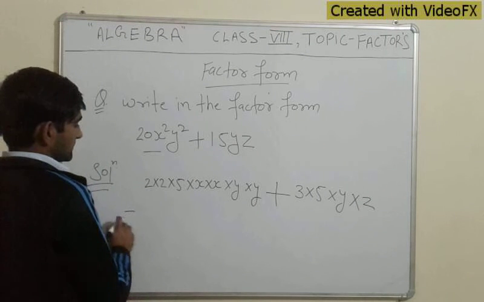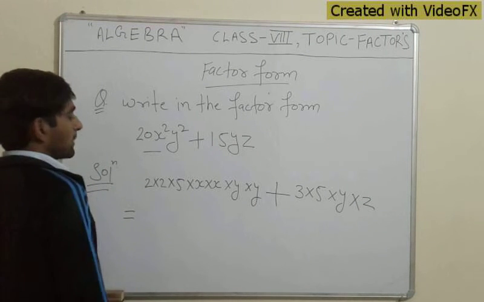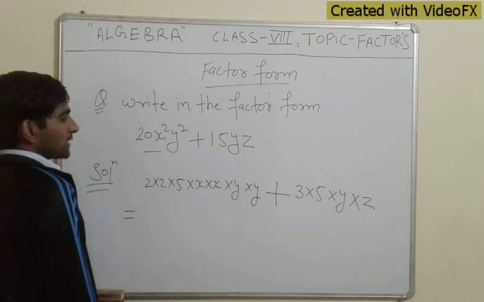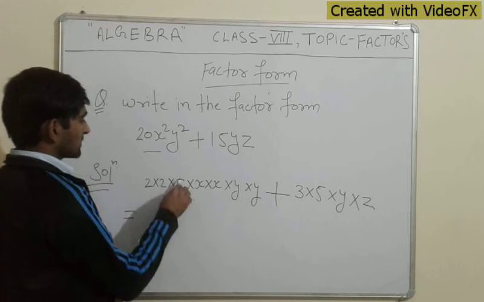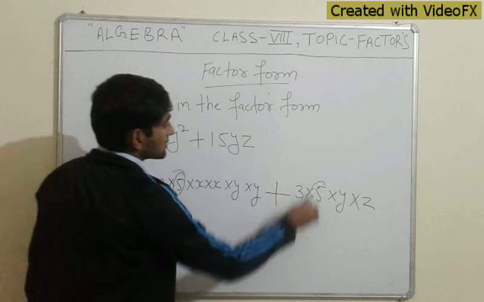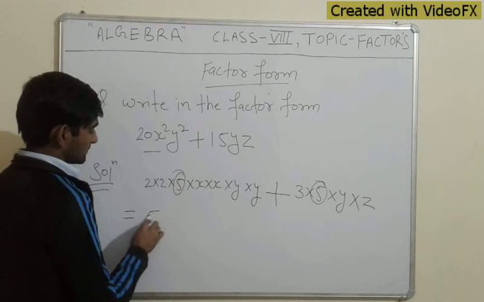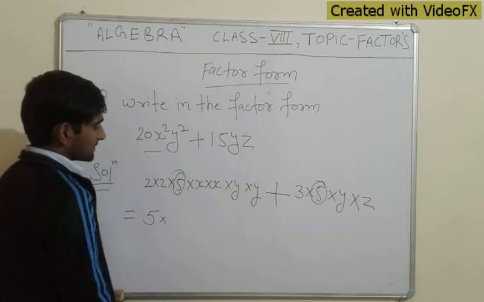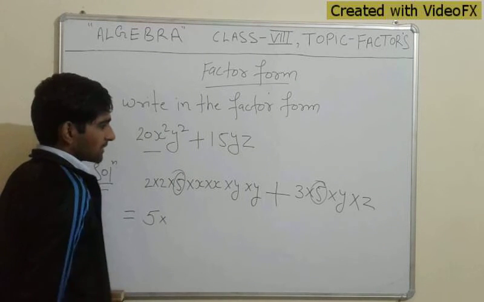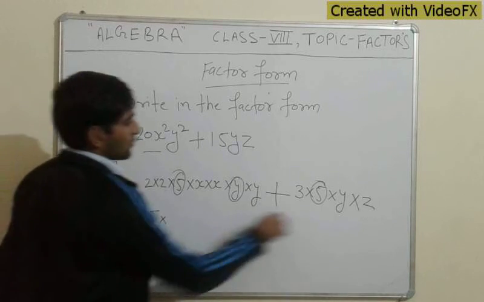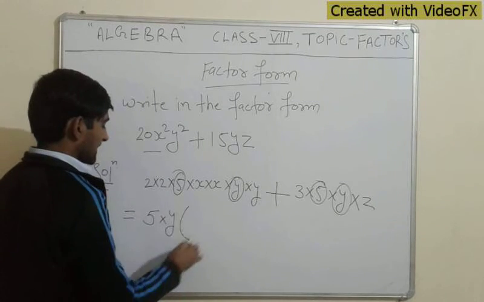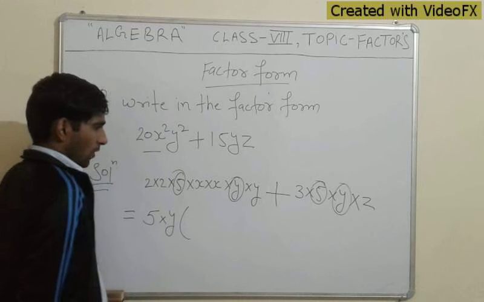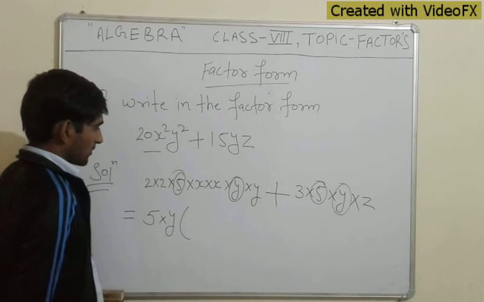Equals, take common. What can be common? Common is first this 5. Then next, what is common? Next is y. This y is also common. Is there anything more common? No, I don't think there is any more common.